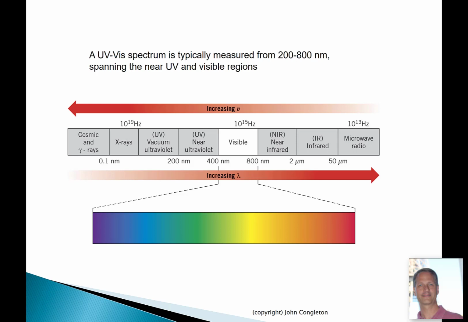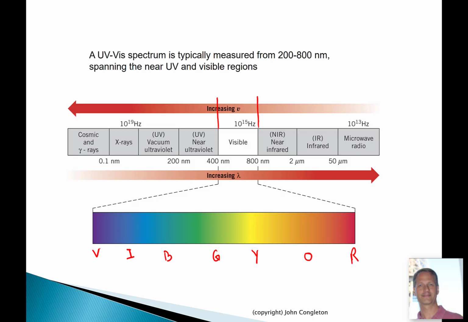And it turns out that this little sliver here is the visible part of our electromagnetic spectrum. The colors range from red to orange, to yellow, to green, to blue, this indigo color, and then violet. And that's your ROY G. BIV of a rainbow.